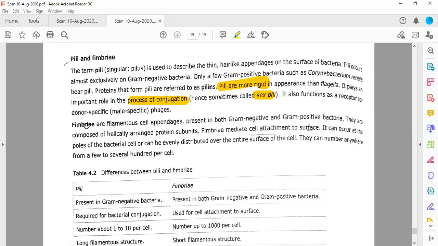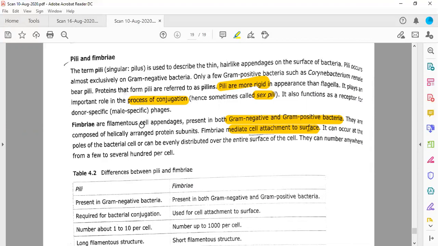Now there is a second structure, fimbriae. Fimbriae are filamentous cell appendages present in both gram-positive and gram-negative bacteria. As the pilus is found mostly in gram-negative bacteria, fimbriae are abundant in both gram-positive as well as gram-negative bacteria. They are composed of helically arranged protein subunits, and their main function is to mediate cell attachment to surfaces, either to the host cell or to some kind of substrate, so that the bacterial cell can adhere itself.